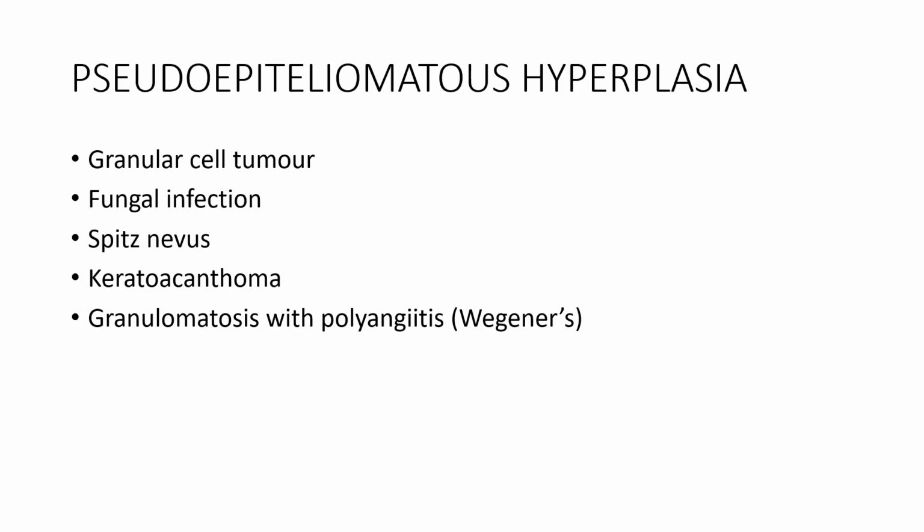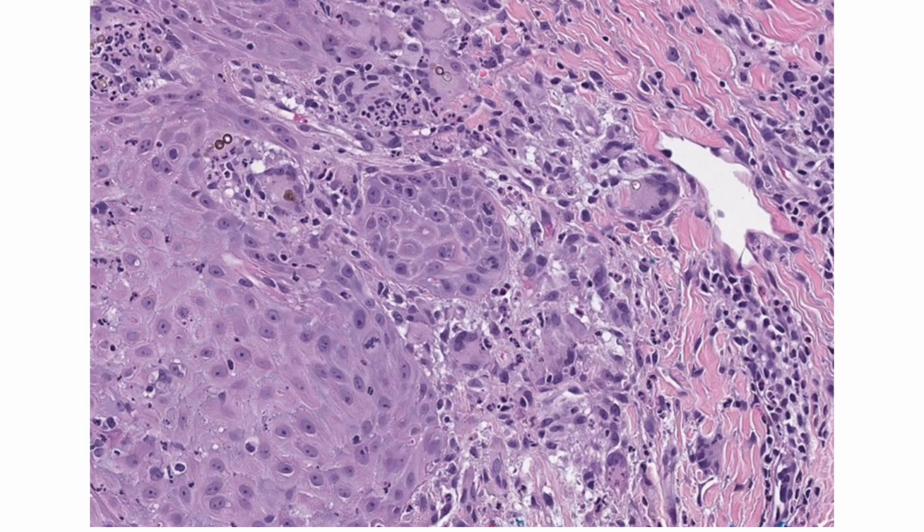These are some of the conditions where a pseudoepitheliomatous reactive hyperplasia of the epidermis can be seen: granular cell tumor, fungal infection, Spitz nevus, keratoacanthoma, granulomatosis with polyangiitis, which was earlier called Wegener's granulomatosis. These are only a few of the conditions associated with this particular type of hyperplasia. Moving on to the high power. This was taken from the periphery of the lesion, because on the right you can make out the dermal collagen and on the left is the lesion proper.